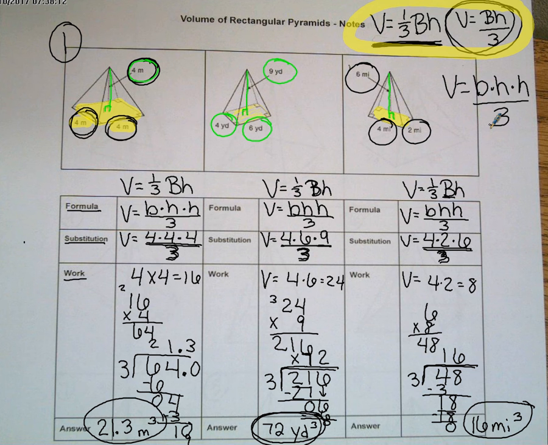You will need to go ahead and tape these into your journals and title your journal page Volume of Rectangular Pyramids.